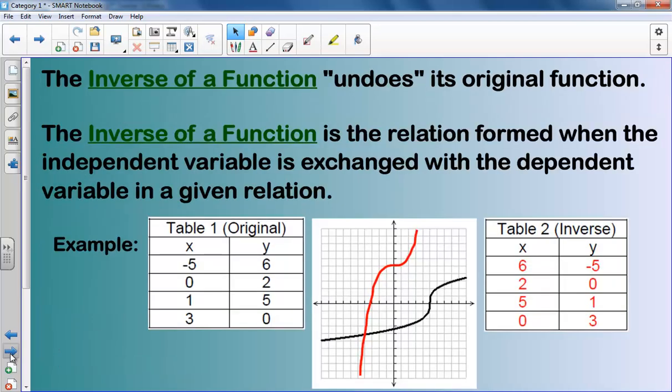Let's look at some examples. So important things to know. Inverse of a function will undo the original, basically.